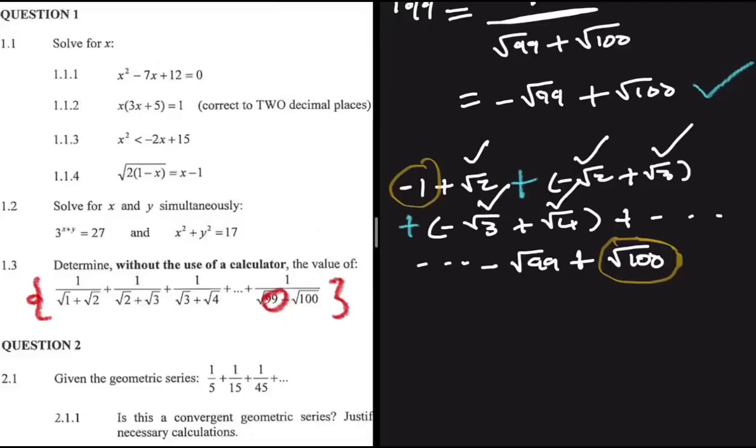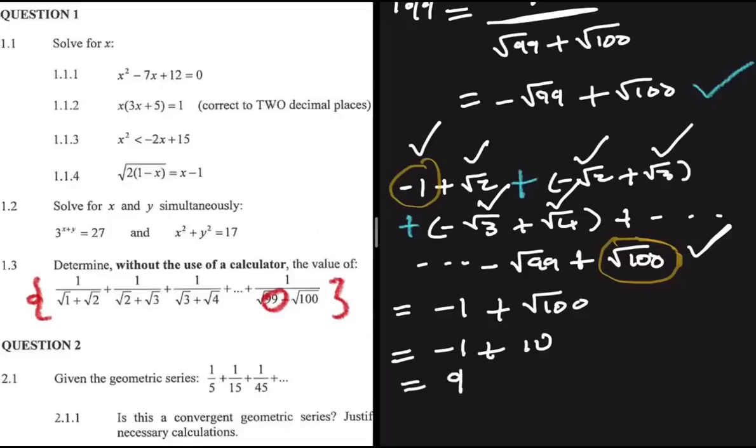The only terms that are going to remain are minus 1 and plus square root of 100, right? There is no plus 1 that is going to cancel out the minus 1, and there's no minus square root of 100 that is going to cancel out plus square root of 100. All these terms will be equal to minus 1 plus square root of 100, right? All the terms in the middle are going to cancel out. And that is just minus 1 plus square root of 100, which is 10, right? So the answer to 1.3 without using a calculator is 9.